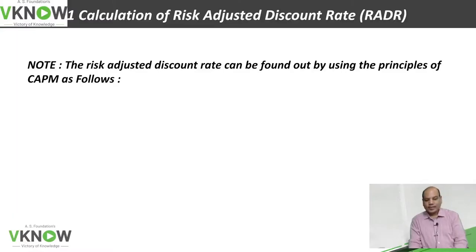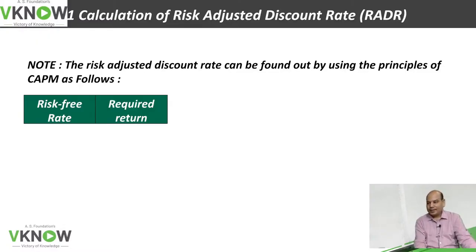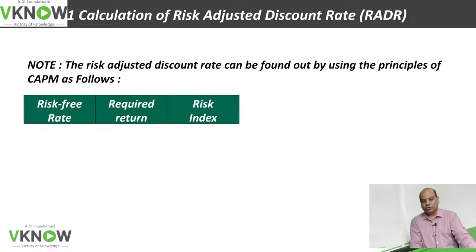Write down Step 1: Calculation of risk adjusted discount rate, RADR. Under that write: RADR can be found out by using the principle of CAPM as follows.